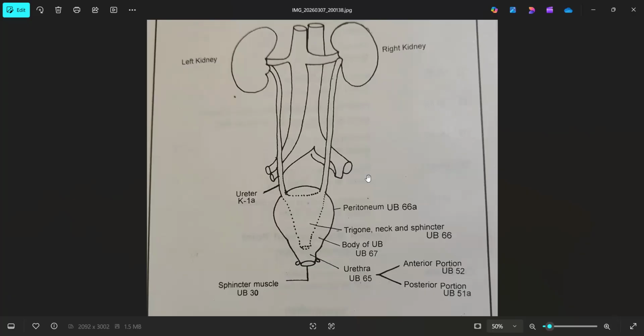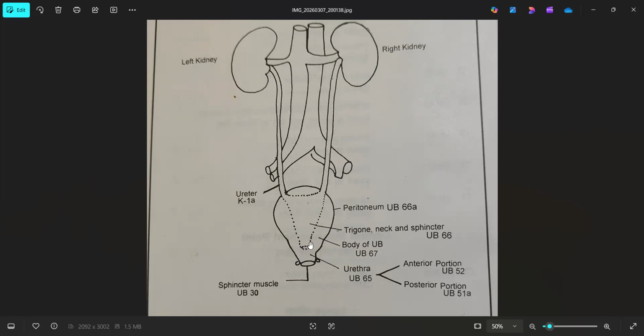This is urinary bladder. K1A is ureter. पेशाब की जो थैली है उसका पॉइंट कौन सा है? UB66A. And the trigon, this portion is UB66.